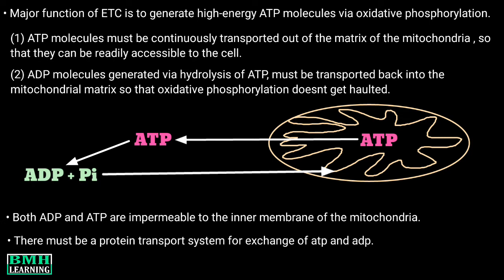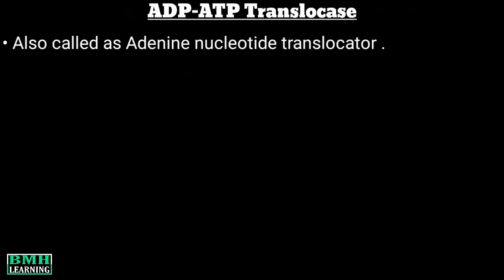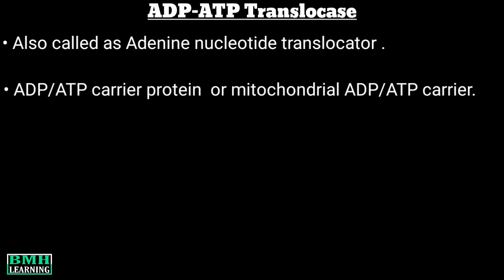This protein transport system is what we call ADP-ATP translocase. It's also called Adenine Nucleotide Translocator. In some books, it's written as ADP-ATP carrier protein or mitochondrial ADP-ATP carrier. The ADP-ATP carrier protein is an example of an antiporter.